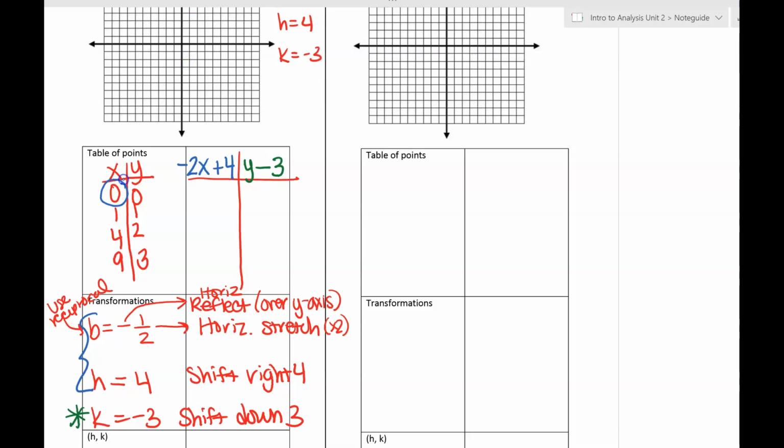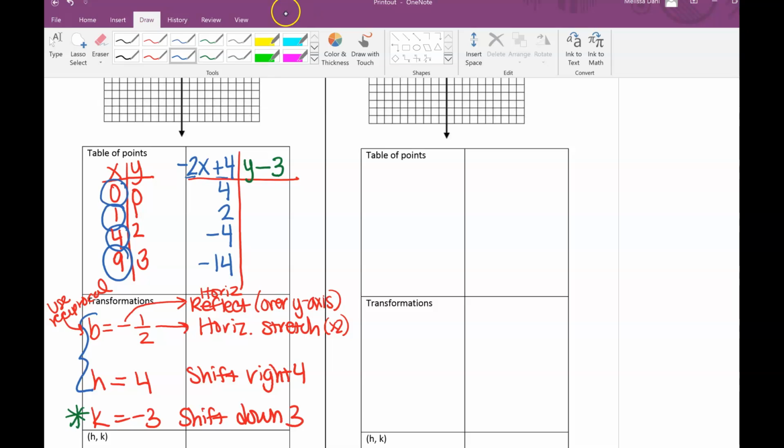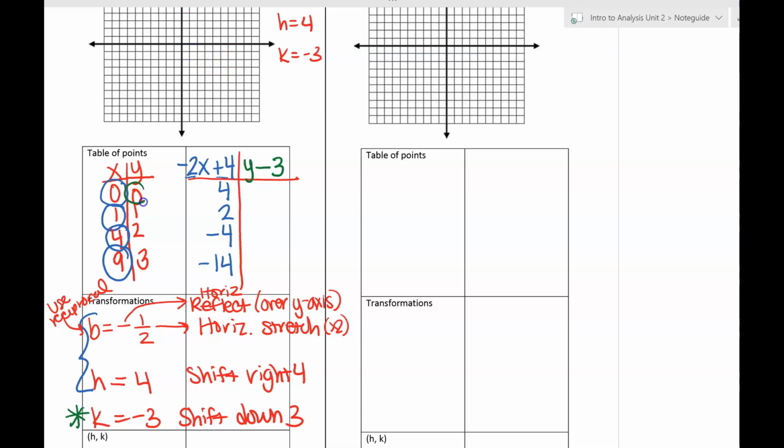So I'm going to use each x, multiply it by negative 2, and add 4 to get a new x value. When I plug in 4, I get negative 8 plus 4. And when I plug in 9, I get negative 18 plus 4, it's negative 14. For my vertical values, when I plug in 0, I get negative 3. When I plug in 1, I get negative 2. When I plug in 2, I get negative 1. When I plug in 3, I get 0.